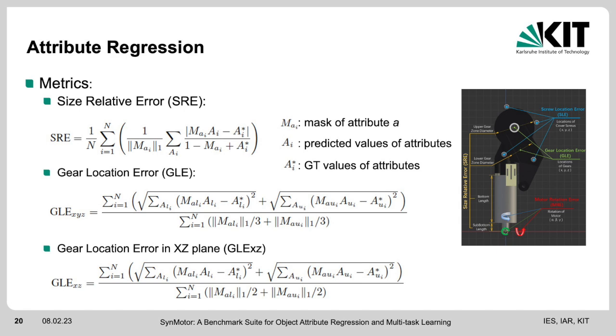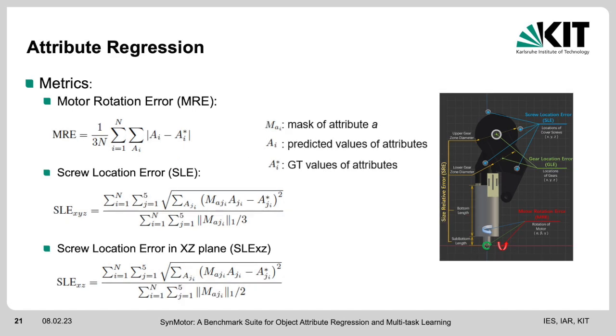Size relative error evaluates the predicted overall motor size using 4 key attributes which represent the main body of motors: the length of the bottom and the sub-bottom part, pole pot, and the diameter of the gear regions. Gear location error evaluates the distance error between the predicted location of the gear region center and its ground truth. We further provide another metric that only considers the distance error on the XZ plane with projected points.